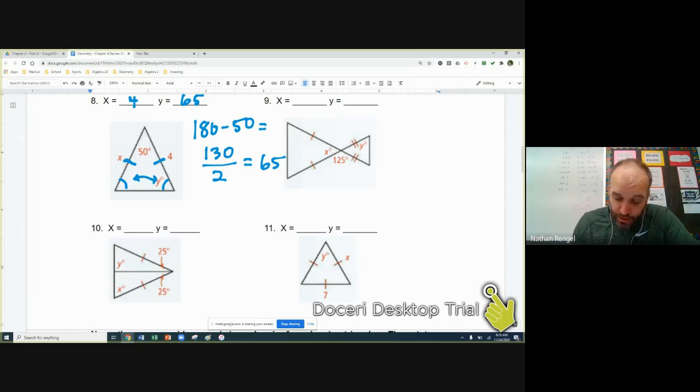We can head over to number 9 to check out those angles as well. So same idea, we got isosceles triangles, so those two angles are going to be congruent, and then those two angles are going to be congruent as well. So first, I've got 125 degrees that I'm looking at. That 125 degrees with angle x are going to make a straight line. So that means that angle x is going to be 180 minus 125, which is going to equal 55 degrees. So angle x would be 55.